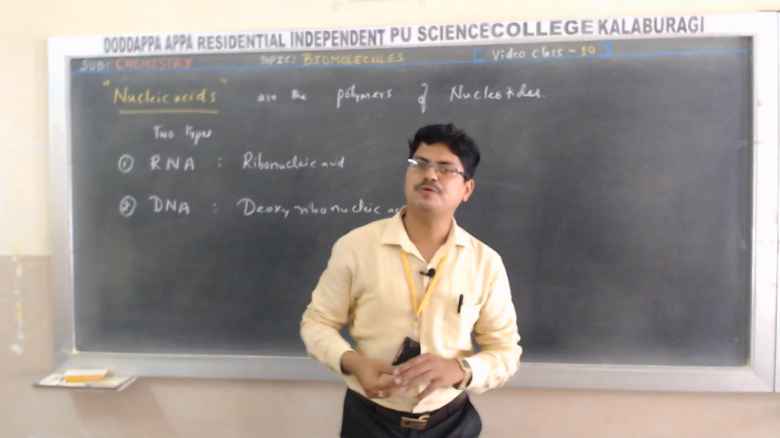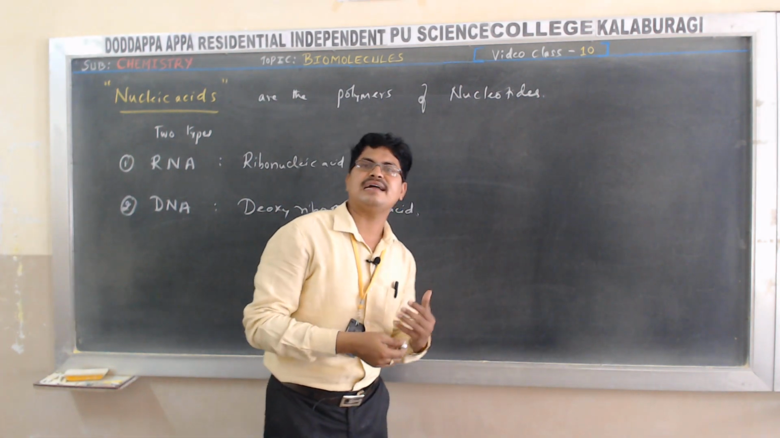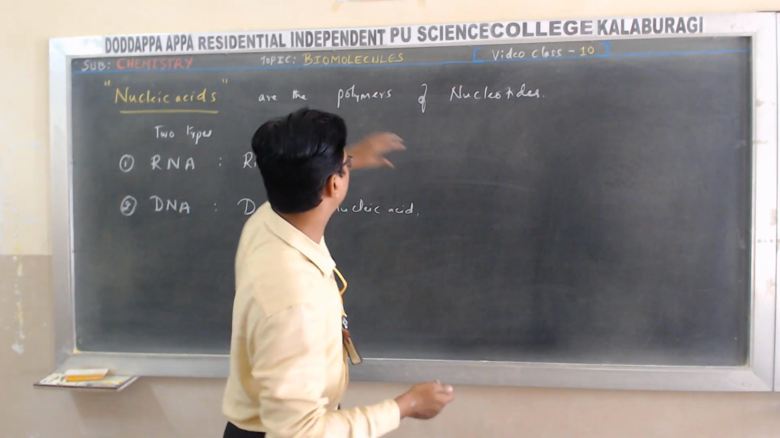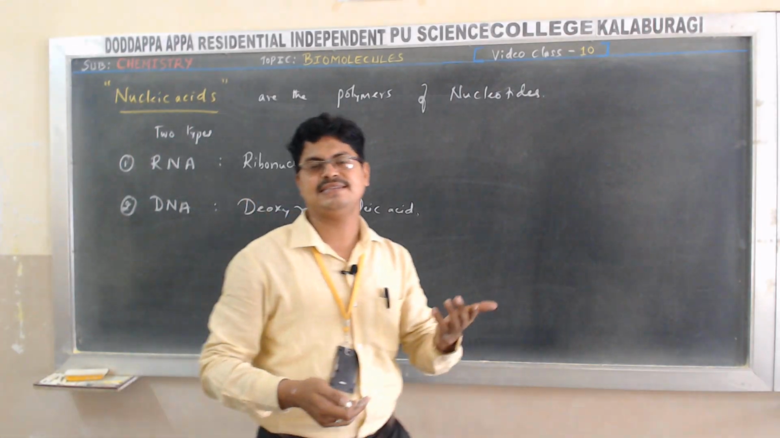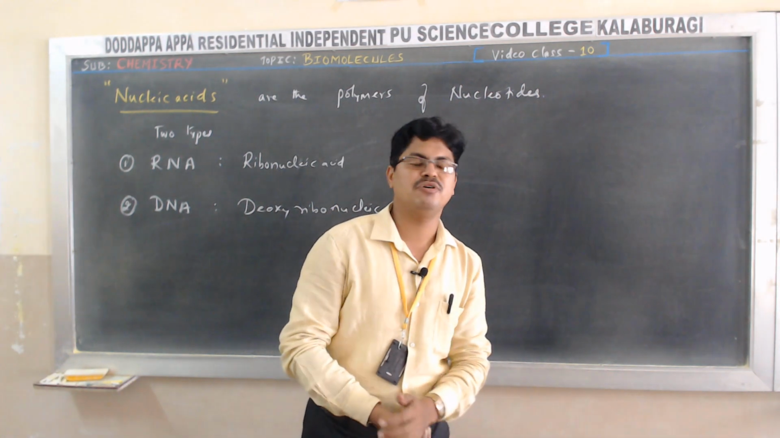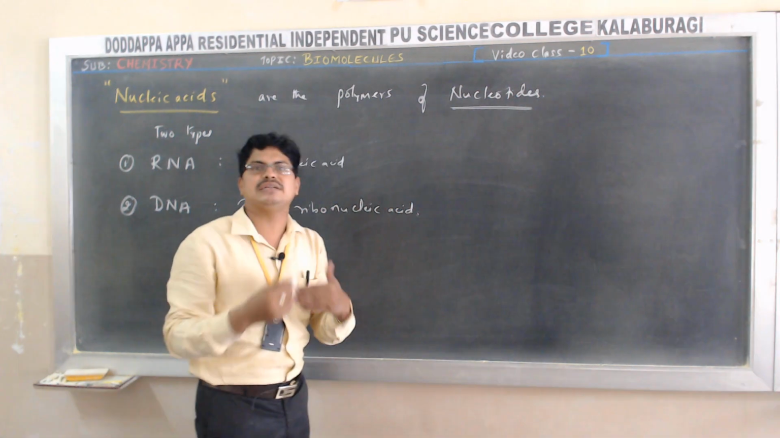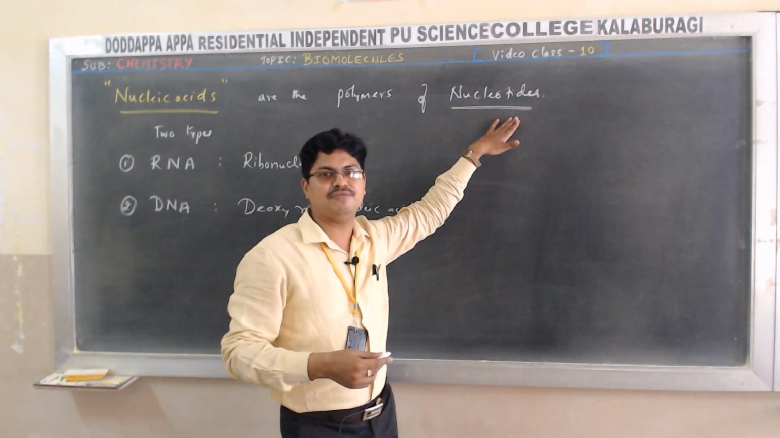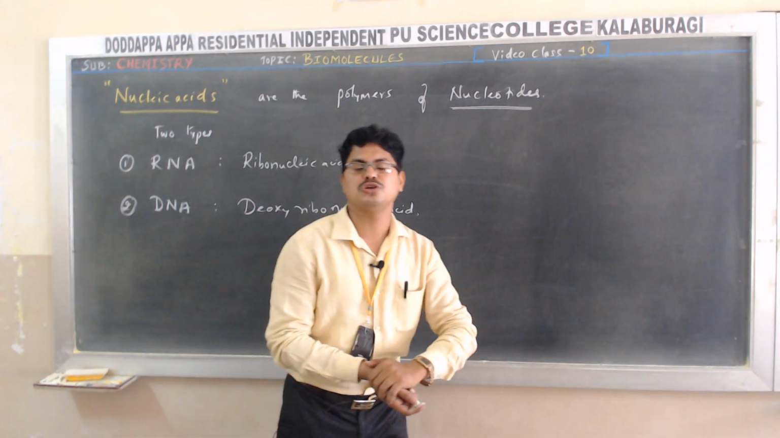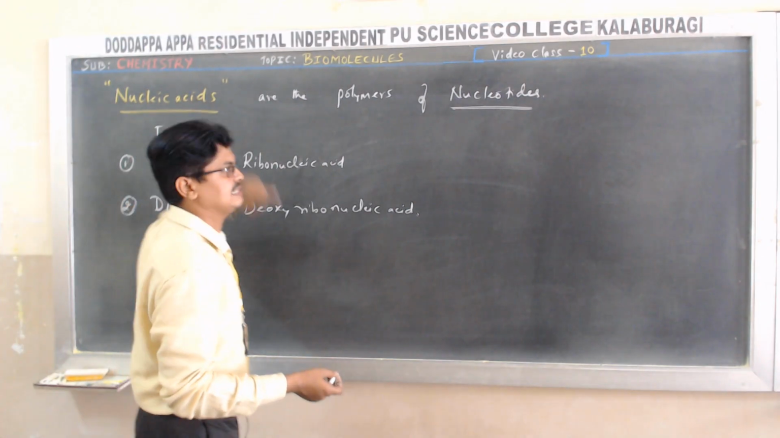Then students, let us focus on the composition of nucleic acids. In order to understand the composition of a nucleic acid, we need to subject it to hydrolysis. Upon hydrolysis, we will get what the nucleic acid is made up of. I already mentioned it is made up of nucleotides. Then if you want to understand what nucleotides are made up of, I need to subject them to hydrolysis. But before that, one thing: where are these nucleic acids present?